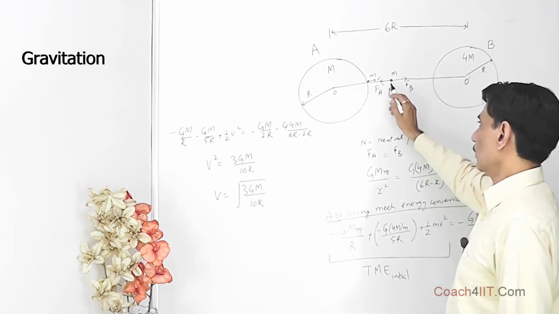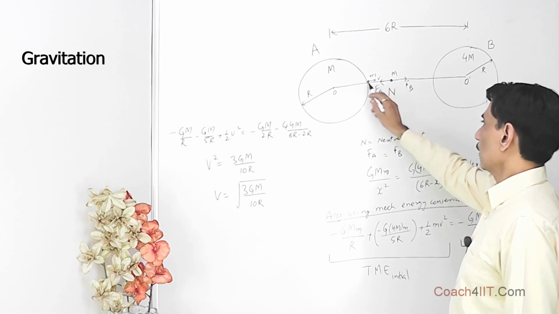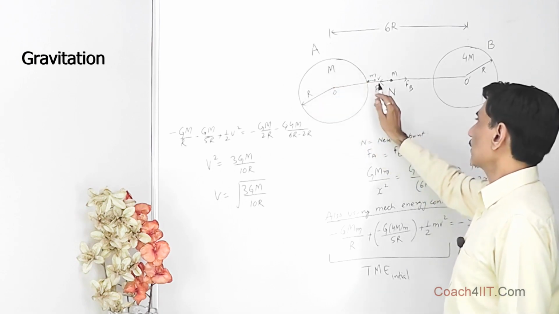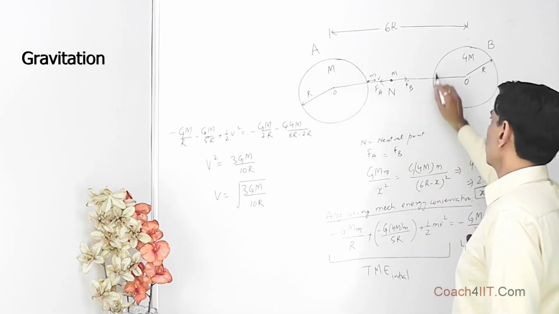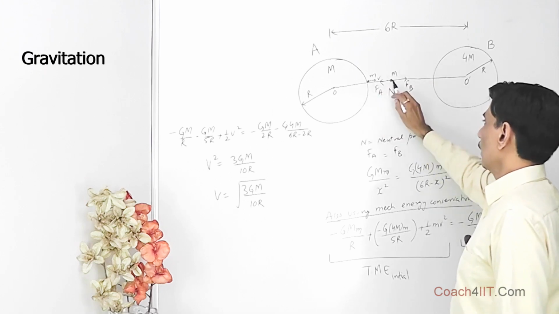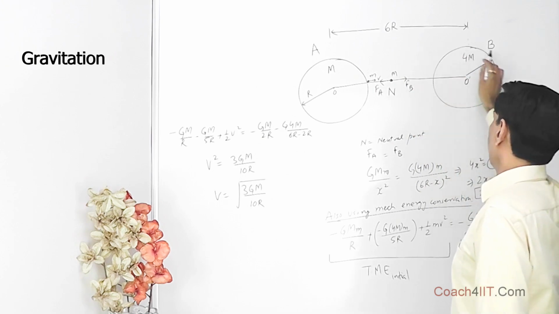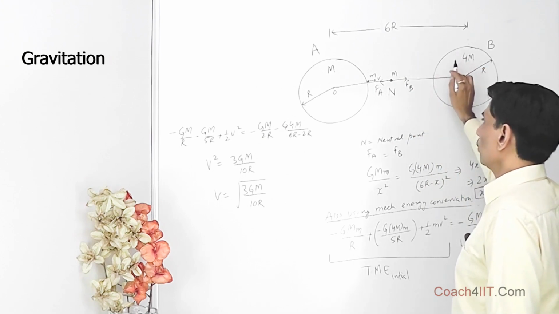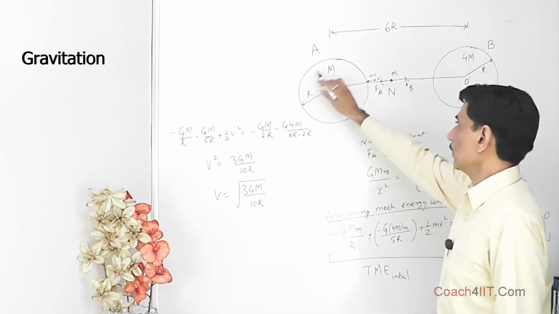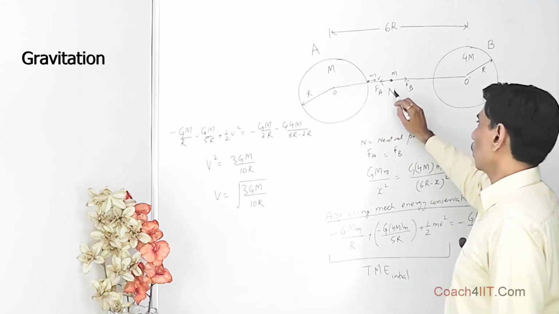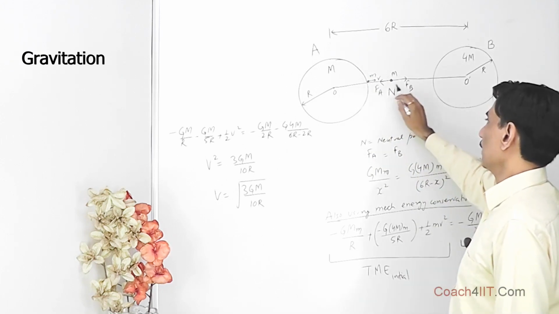On the left side of neutral point N, the pull of this sphere is greater as compared to the pull of the other sphere on the mass m. Beyond this point, towards the right of this neutral point, the pull of this sphere is going to be stronger as compared to the pull of the first sphere onto the mass m. So N is the neutral point where Fa is equal to Fb.